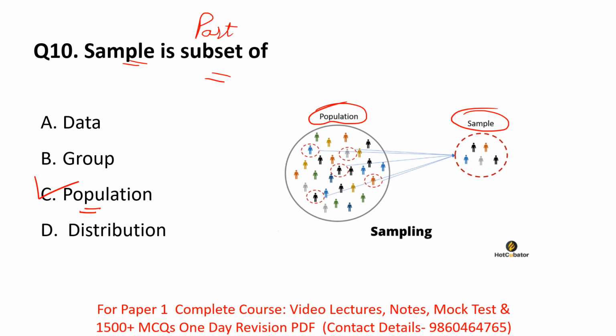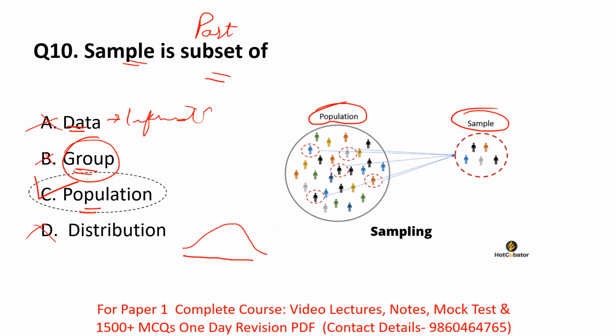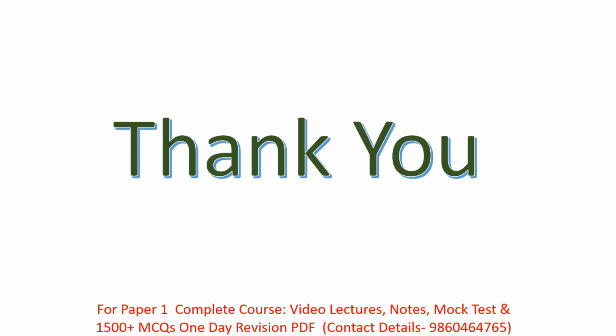So remember, sample is a part, or you can say subset, of your population, not data. Data means information. No, sample is not a subset of data or some group. Sample is not a subset of a group, data or a distribution; sample is a subset of population. What is the meaning of distribution? Distribution means whatever information you get from samples, you distribute in the form of a graph to do further studies. So here sample is a part of population, not a part of data, group or distribution. So the correct answer for this question is option C, population. And thank you for watching this video. Good luck with your preparations.